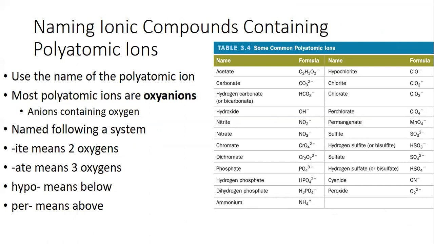Then we have our oxyanions. So we have a polyatomic ion. They get special names as shown in the table here.